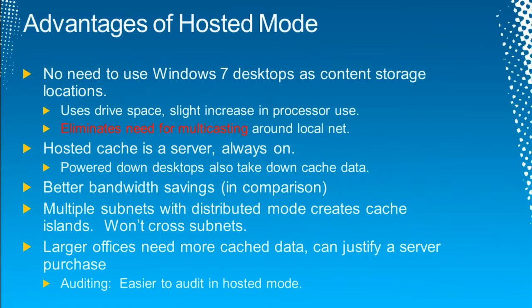There's also a little bit better bandwidth savings in hosted mode. I can direct everybody to a single location. Sometimes those branch offices don't necessarily have the best equipment. Anybody here got their branch offices on a hub these days? Or something you bought at Best Buy? It's okay, so do I.